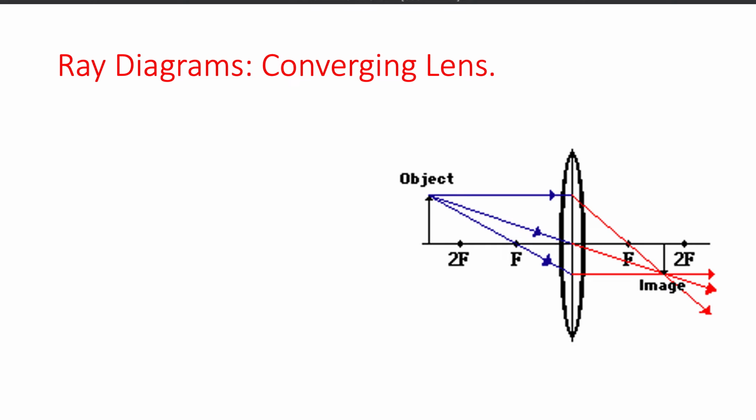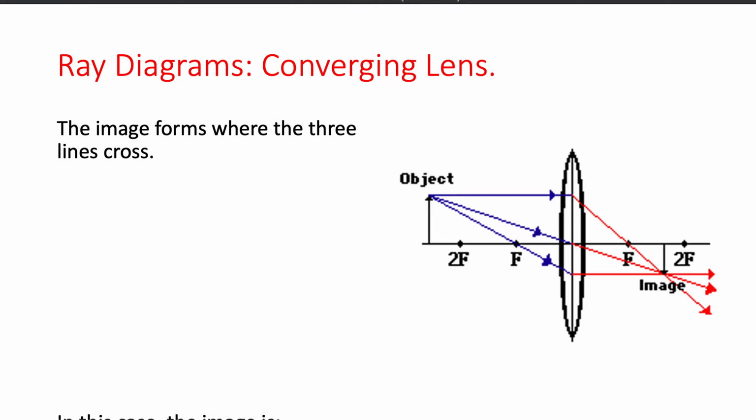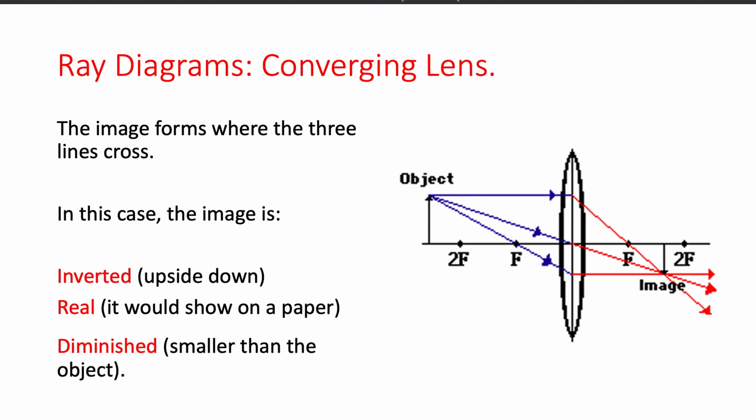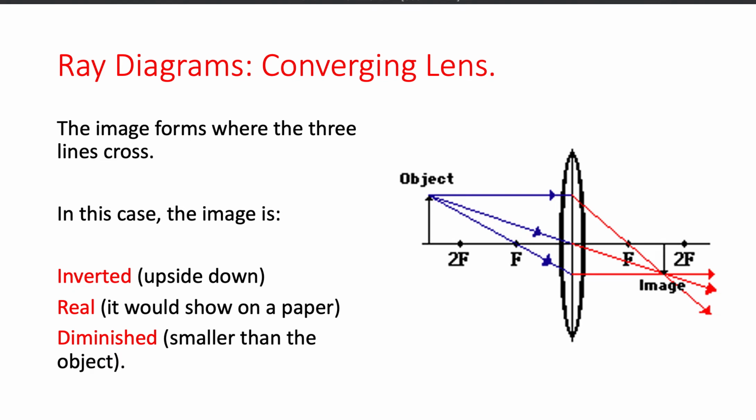You can see also, if we compare the object and the image, that the object is upright and the image is upside down, it's inverted. And so this is a particular feature of this type of image, that we are producing a real inverted image. The image is forming where those 3 lines cross each other. And in this case, as we said, it's upside down. It's real because those light rays are meeting one another, and it is also diminished. In other words, it is smaller than the object.